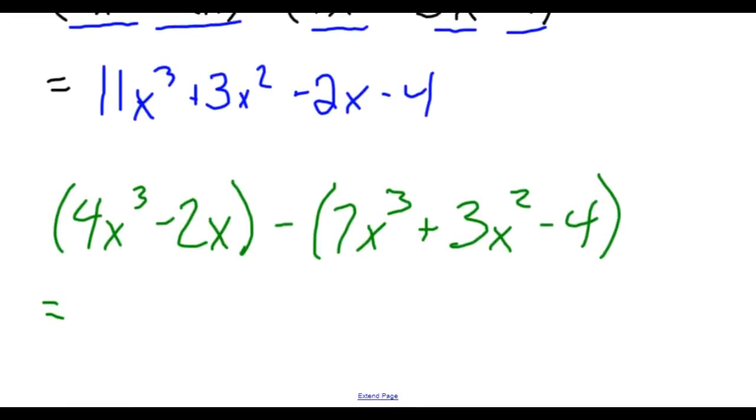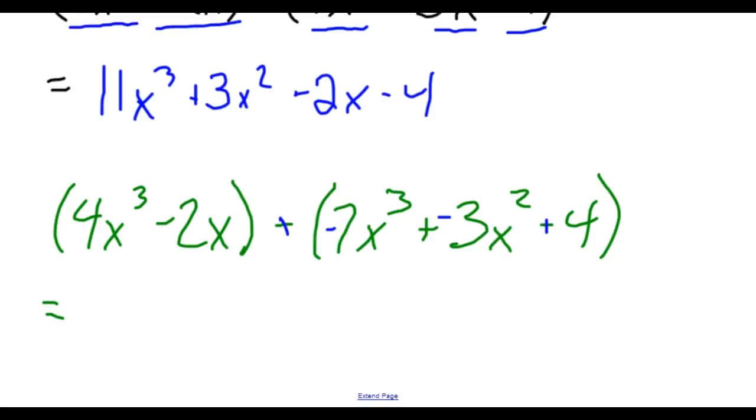So using that same example, now if we want to subtract these two polynomials, easiest thing to do if we have a subtraction problem, make it an addition problem. And we can do that by changing the subtraction to an addition and changing the sign on every term inside the polynomial that follows. So this would become a negative 7x cubed, a negative 3x squared, and a positive 4.